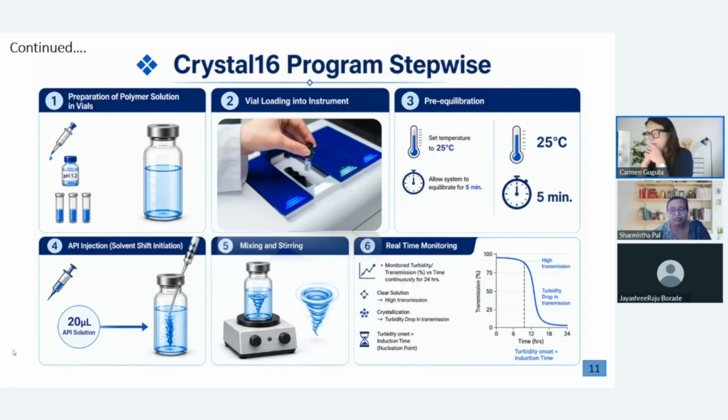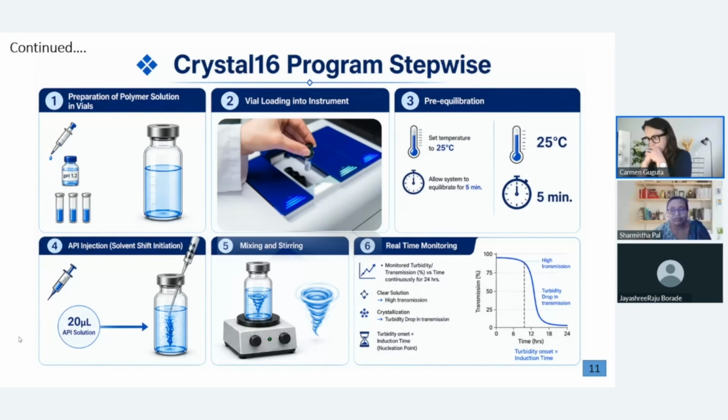Go forward. Okay. So lastly, step 6, which is real-time monitoring. This is the most critical part of the experiment, and in this, the Crystal16 instrument continuously provides real-time data on turbidity or percent transmissivity of each vial over the entire duration of the experiment, typically up to 24 hours in this particular experiment.